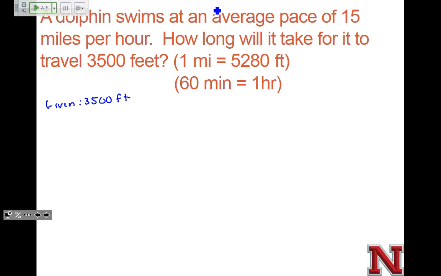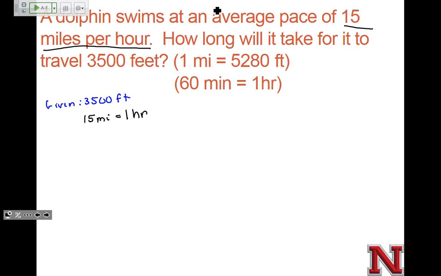We're also given a relationship, and that is for this dolphin, or dolphins in general, the average is 15 miles per hour, which means for every hour, the average dolphin will swim 15 miles. So that's a relationship given to us in this equation. It's important to recognize when relationships are given to you and when they're measured relationships. And then, of course, these other 2 relationships are known relationships you could look up.